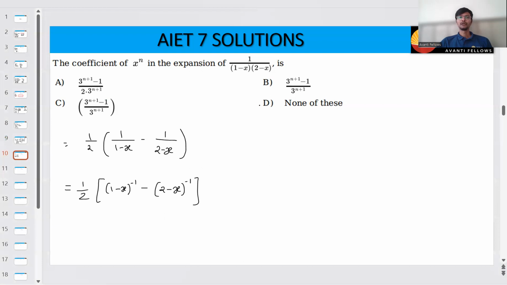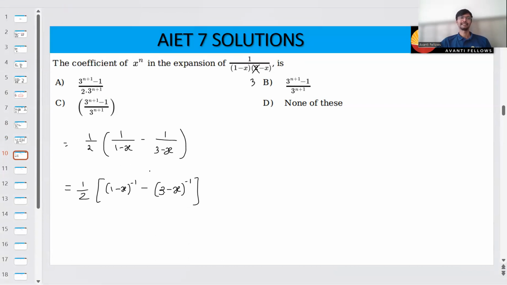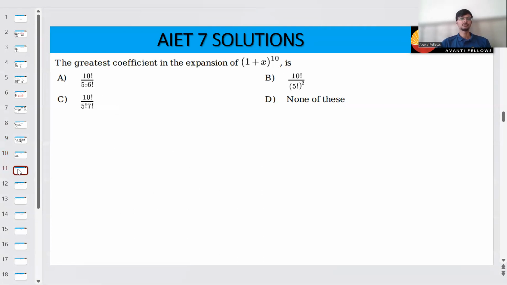Okay, guys. So here you have an error. This question should be 3 minus x. That means this question is a bonus for you all. No need to solve it. It should be 3 minus x. Correct? Let's see the next one.